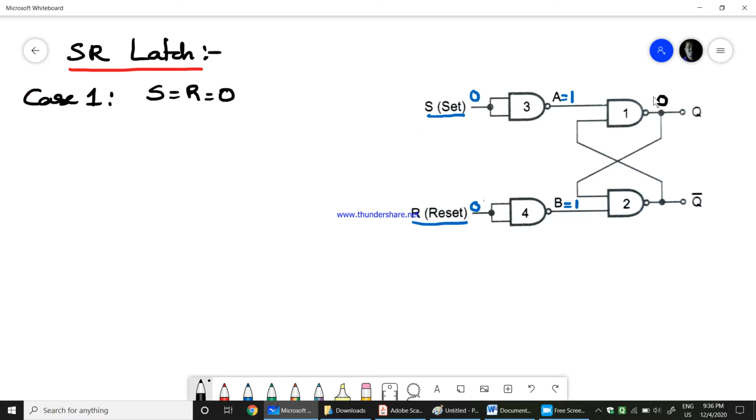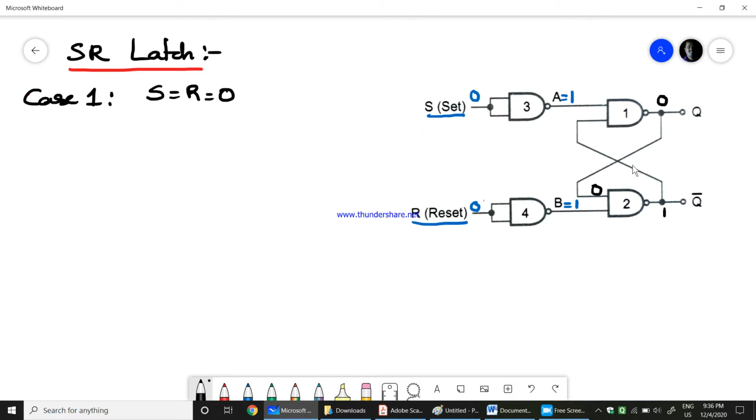Okay, let me assume Q to be equal to 0. When Q is assumed to be 0, the Q is given to the second input of this second NAND gate, therefore that becomes 0. Now 1 NANDed with 0, I think you should all know that if any one input of the NAND gate is 0, the output will be equal to 1.